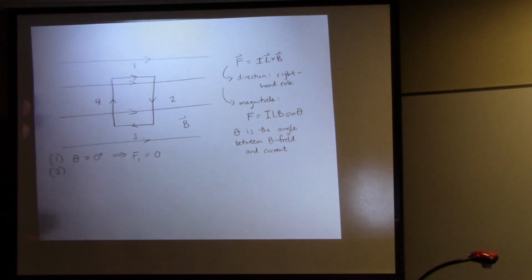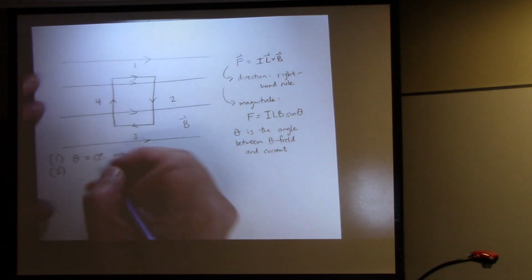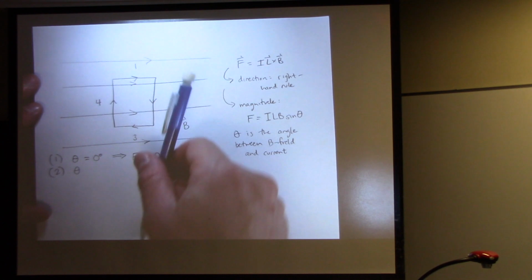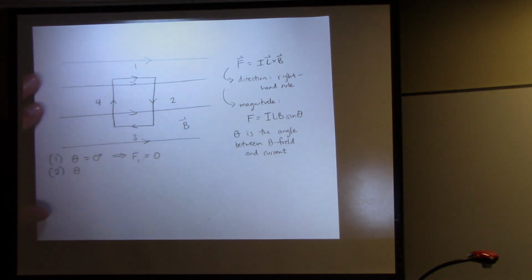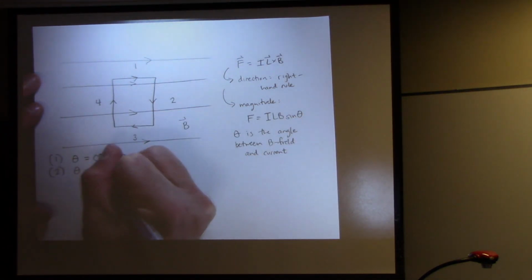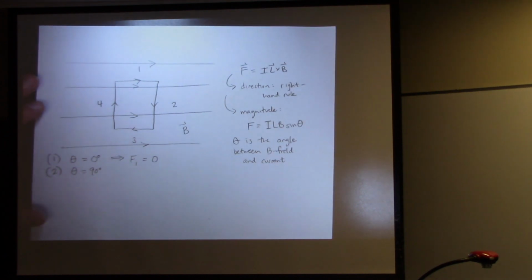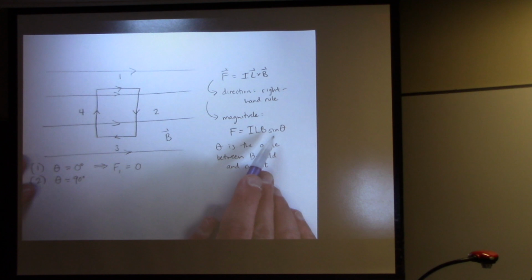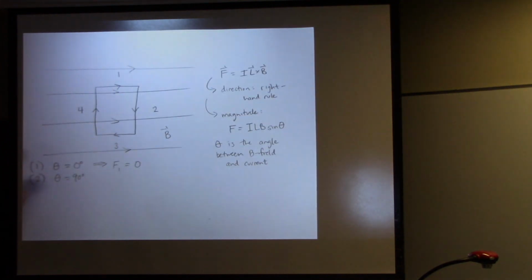Okay, so for number 2, let's think about that angle again. Now the current in this case is running down, and the B field is still just going to the right. So in this case, we actually have a 90-degree angle between them. We can't say the force is 0, because when I take sine of 90, I get the biggest possible force, since sine of 90 is 1, and that's the maximum value that sine can have.